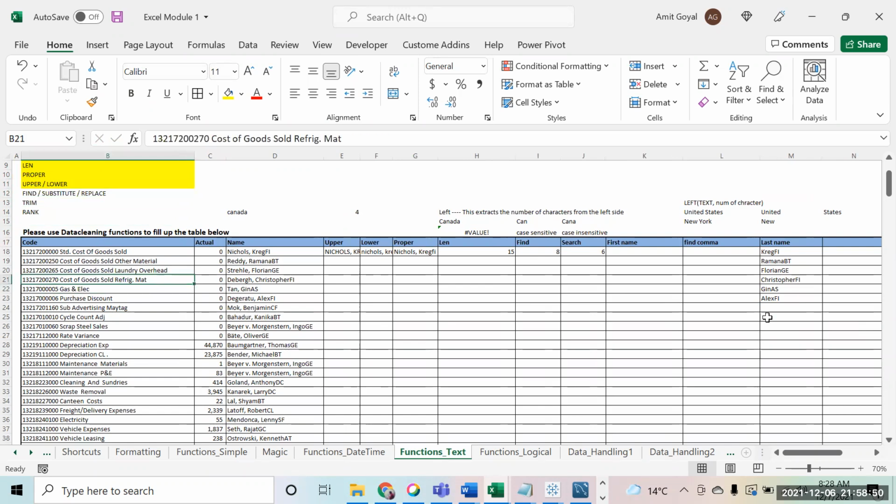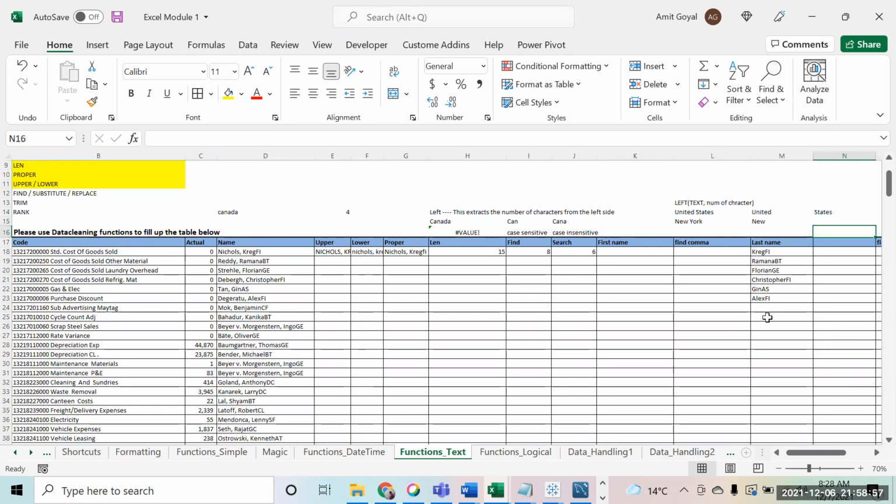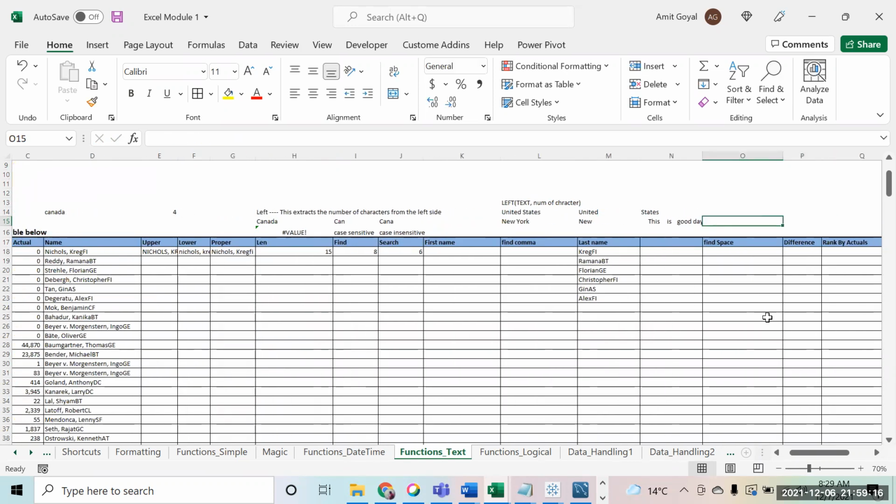Similarly, you have some functions, like the function of trim over here. Sometimes, when you receive the data from the client, the data can be a little bit unclean. For example, if I say, this is a good day. If you see in this sentence that I have written, there are a lot of unexpected spaces.